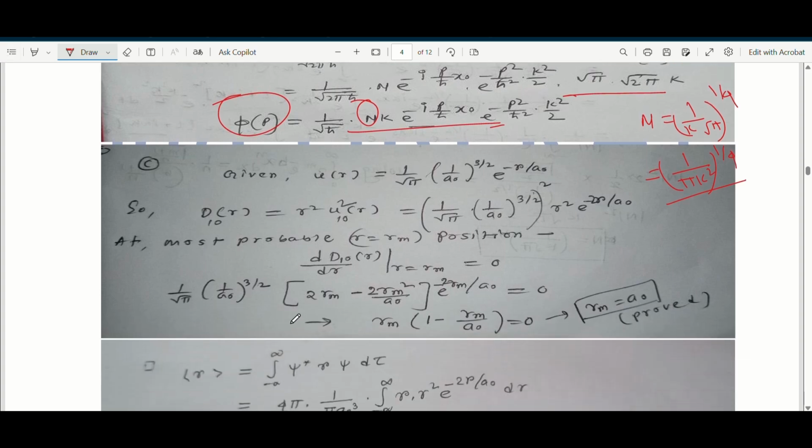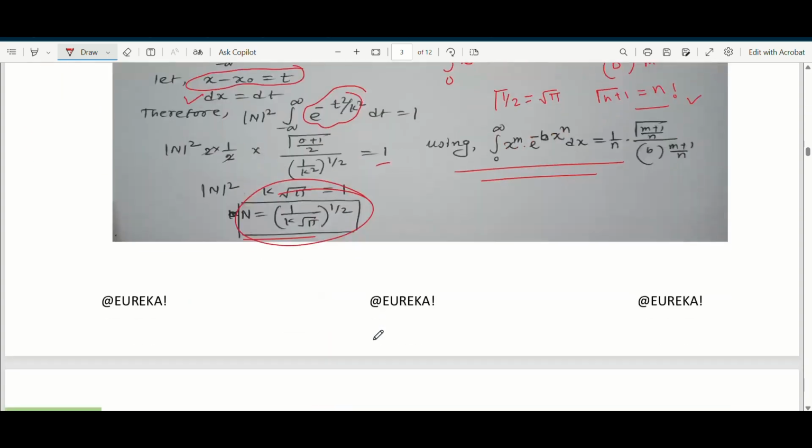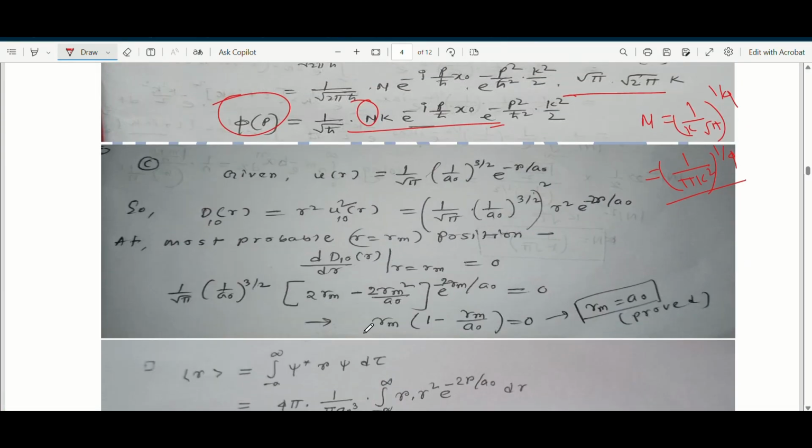Now what will be the next part of this question? Taking the ground state wave function of the hydrogen atom, this is the ground state wave function of the hydrogen atom, and a₀ is the Bohr radius, that is the most probable position. So the most probable position is a₀. We have to show that the most probable position for the electron is a₀, and that the expectation value of r is greater than the most probable value of r in the ground state. No problem. So what is the ground state of the hydrogen atom? This is the ground state of the hydrogen atom.